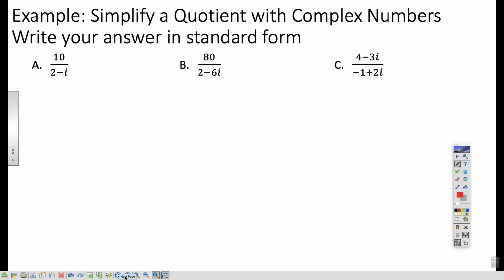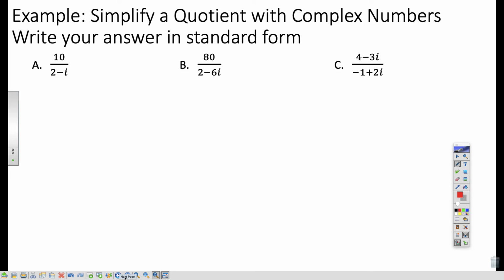Okay, so it says simplify a quotient with complex numbers. Write your answer in standard form. Again, the whole purpose of this is to get that imaginary number out of the denominator. Can't have it. The only way I'm going to get a complex number to be a real number is to multiply by its what? Reciprocal? No. What did we just go over? Conjugate. The only way I can get a complex number to become a real number is by multiplying it by its conjugate. Okay?